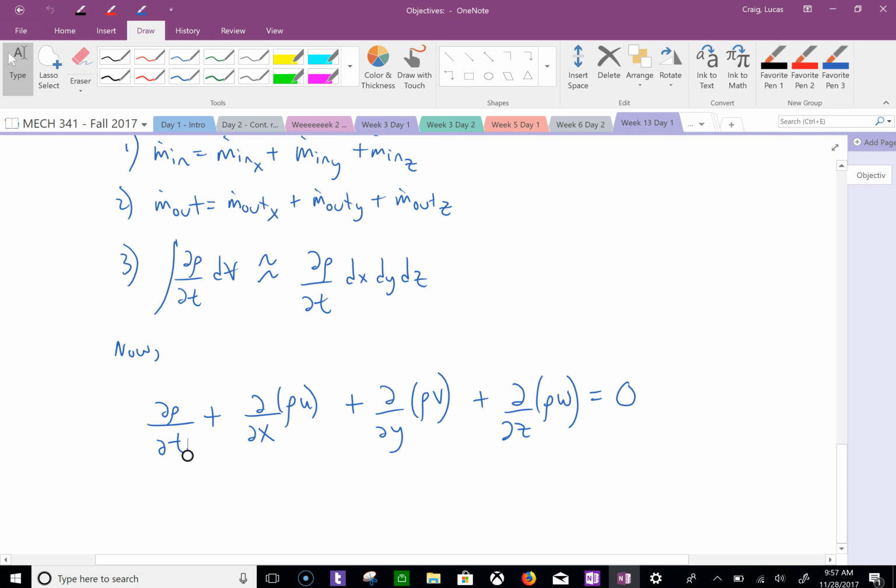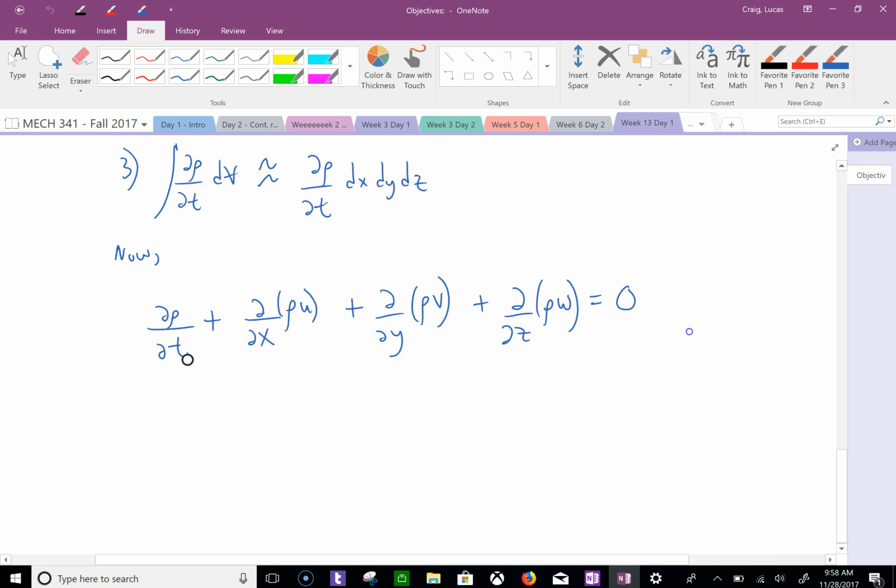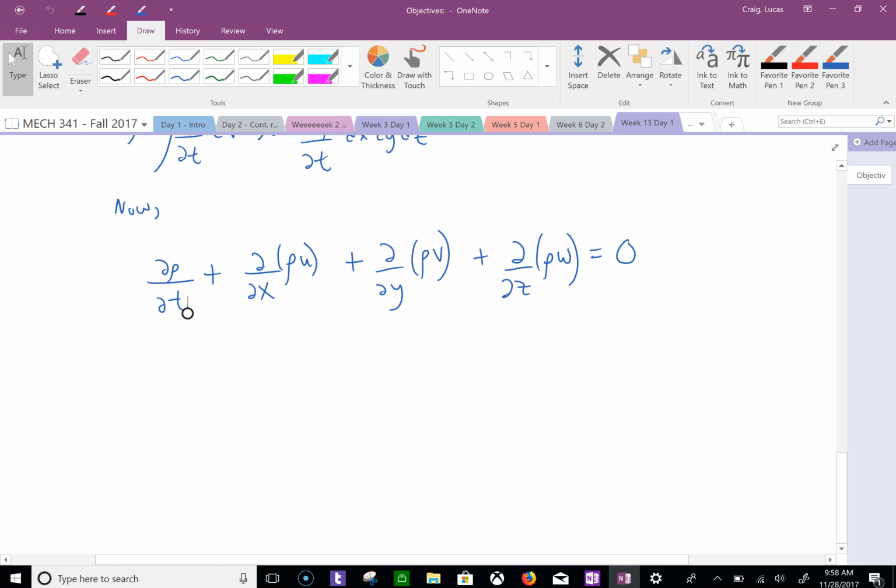Questions? As long as you understand kind of where this comes from, that's all I was trying to get to, because you're going to use this equation multiple times. So that is the fundamental equation in differential form for conservation of mass.